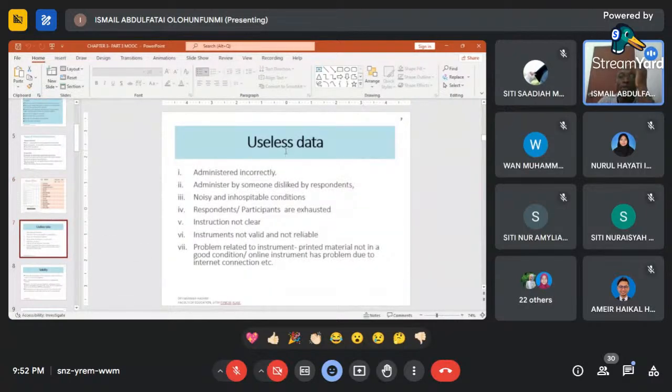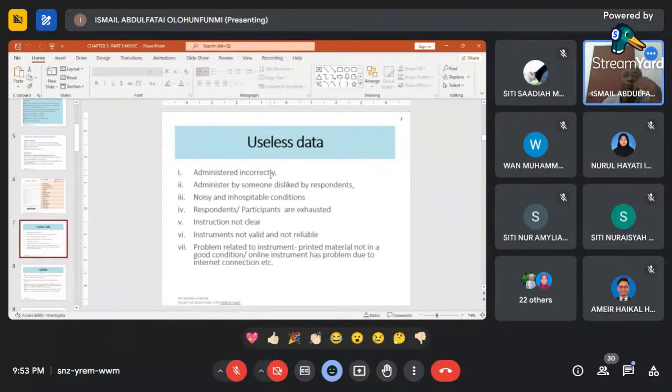Now, we're talking about useless data. Useless data is something that is not useful. Useless data is data administered indirectly. That is, if you administer your questionnaire indirectly, you might not be able to make good use of the data collected from it. Useless data is also data administered by someone disliked by the respondent. It is the one that is administered in a noisy and inhospitable condition.